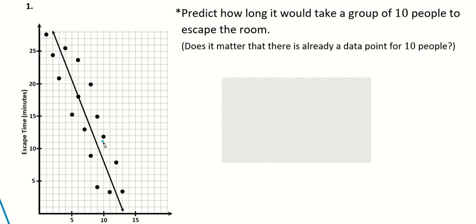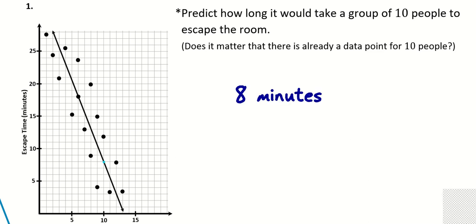Or would you go with what the line of best fit is saying? You would go with the line of best fit. Okay, and so here is what you would go with for a prediction for 10 people, and the number of minutes looks like 8 minutes. So a pretty simple, quick question.